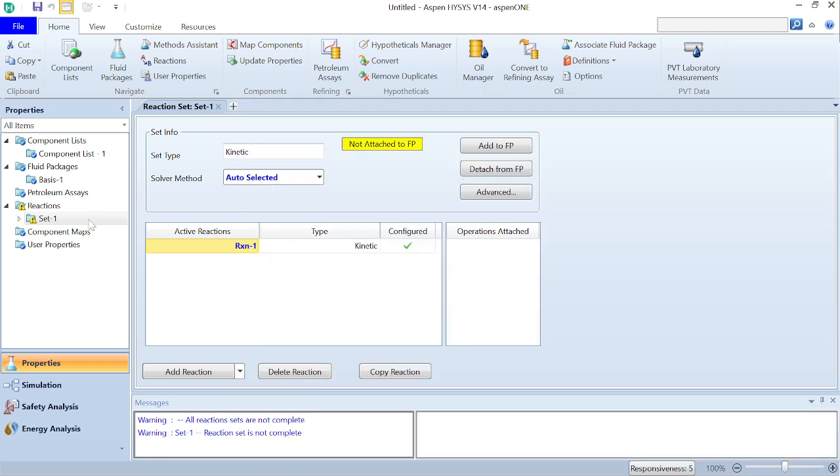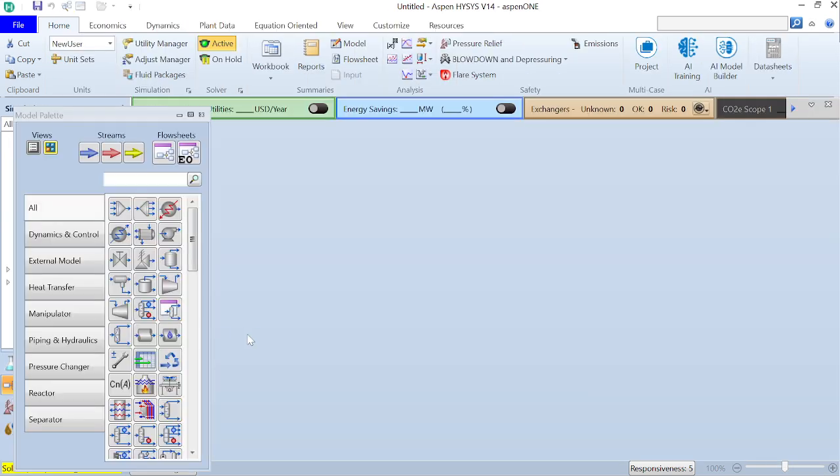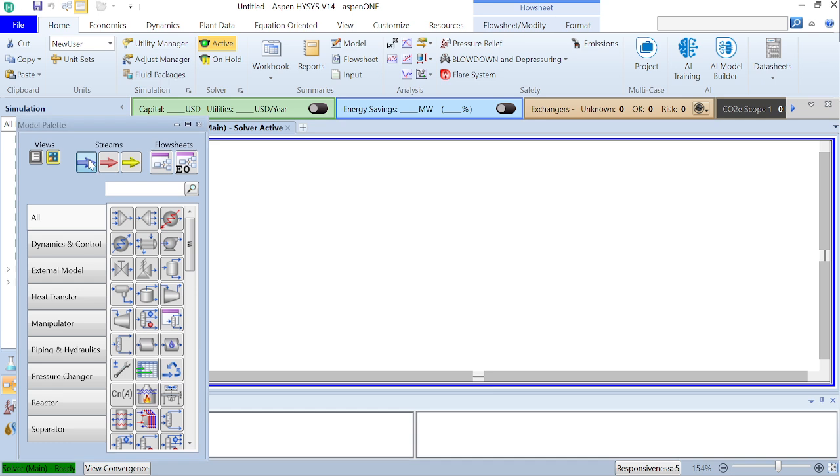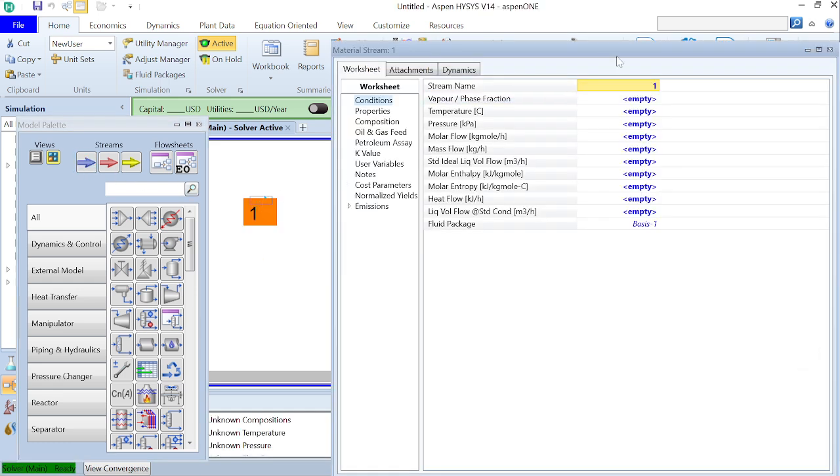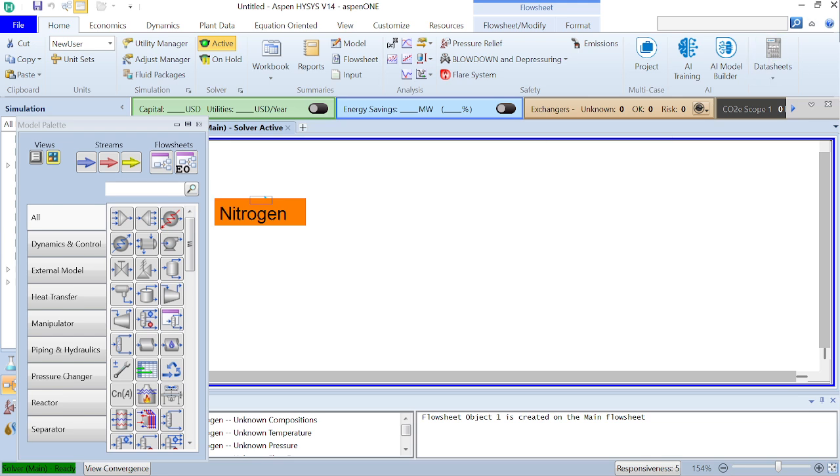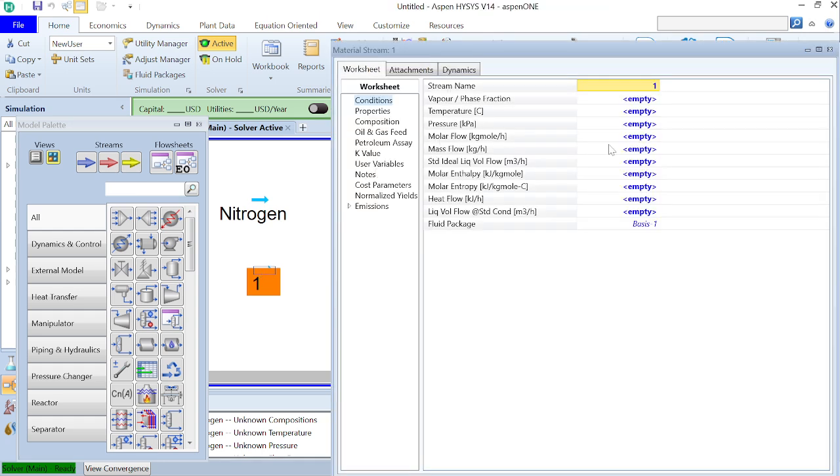And then we go forward. It said not attached to FP. FP means your fluid package, so we add to FP, and then we move on. Now we go to simulation. The first thing we're going to do is to name this. This is going to be nitrogen. This is going to be hydrogen.